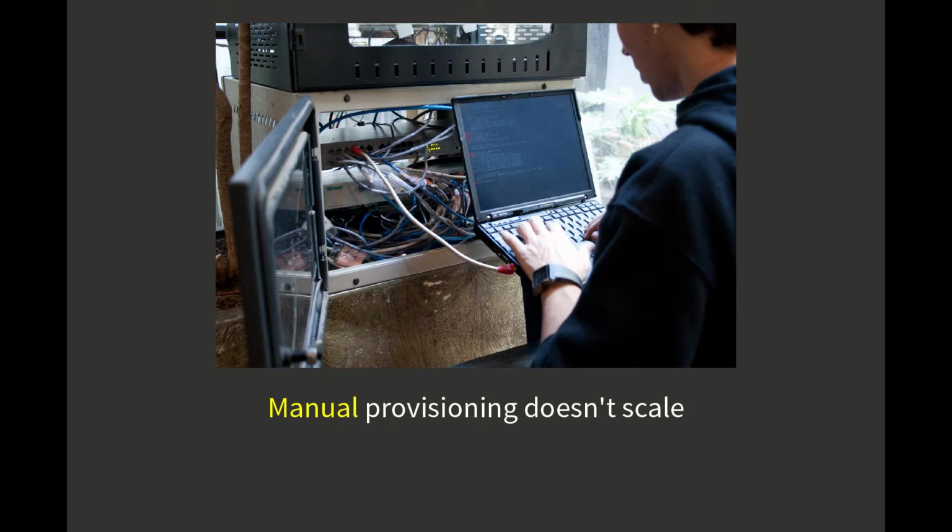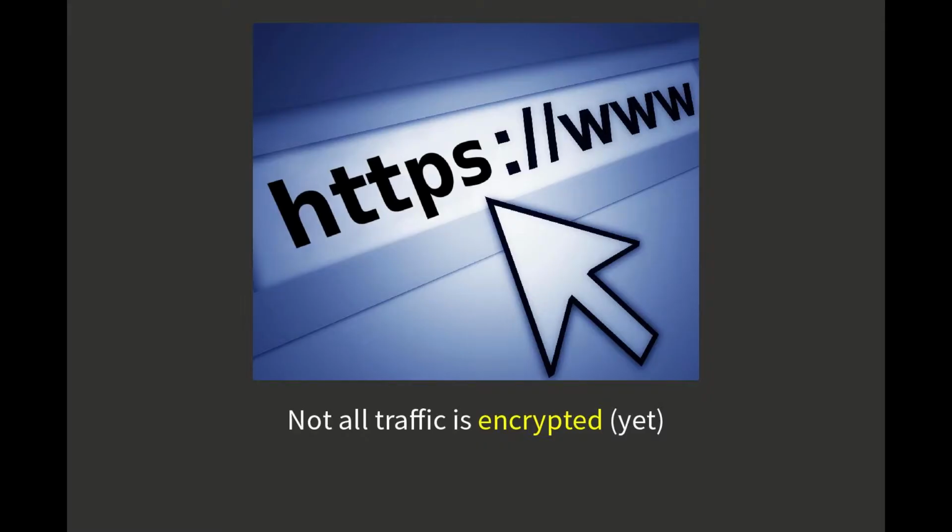Going through a manual provisioning, it doesn't scale. In terms of velocity, agility, you are not performing as quick as the users, the developers, expect from you. And also, it's prone to errors. So lack of consistency. It doesn't scale. And finally, not all your traffic is encrypted yet. So probably most of your user-facing applications are running HTTPS. But when you are talking about the backend, sometimes you are not in this place.